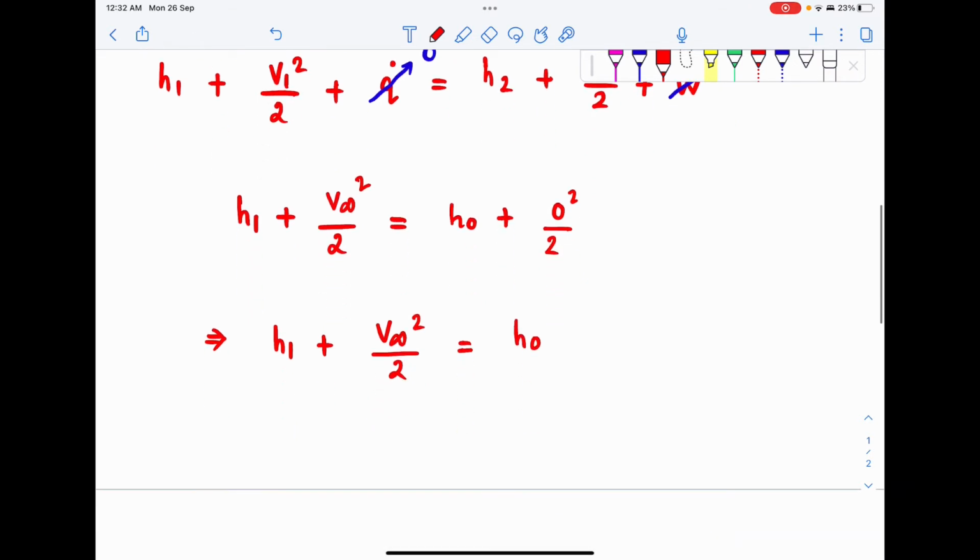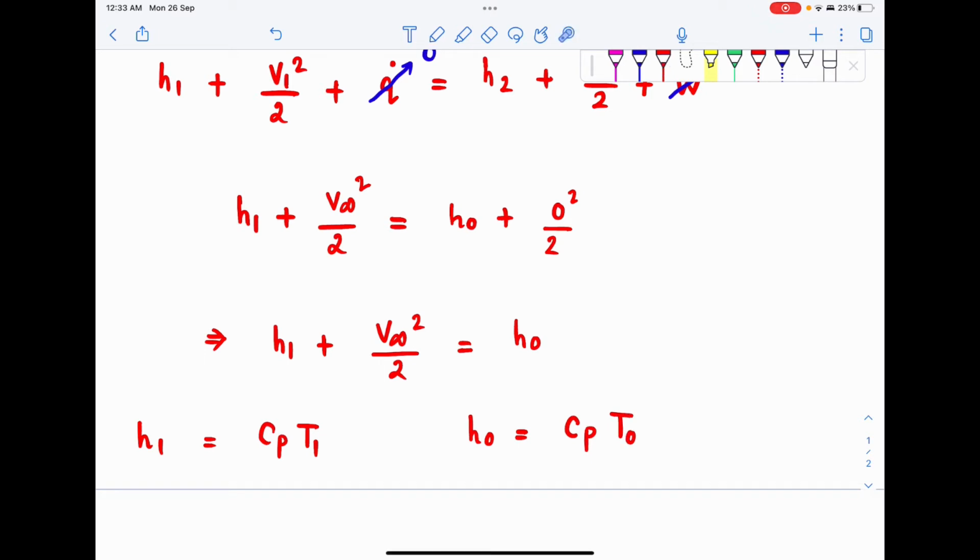Now H1, which is the specific enthalpy at point 1, can be written as Cp into T1. What is Cp? Cp is the specific heat at constant pressure, and T1 is the temperature at point 1. Similarly, H naught can be written as Cp times T naught.